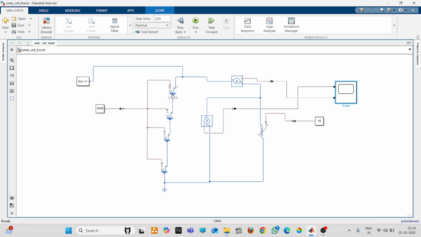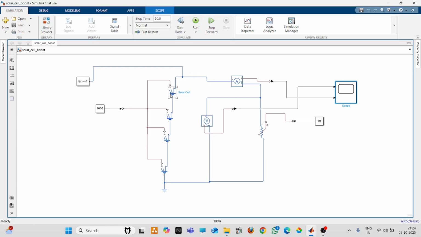There is a plus connection, and the positive connection is connected to the negative of the solar cell, and it is connected to the second solar cell. Then similarly, you can have the series connection of the four solar cells.